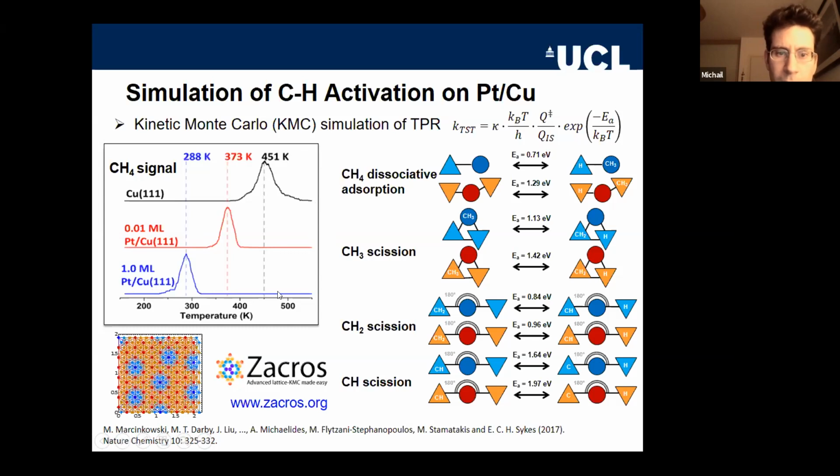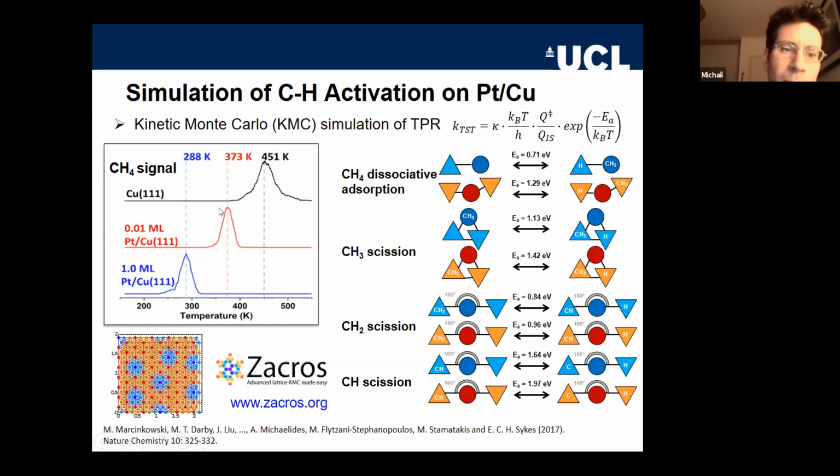This is not shown here, but we have looked into the structure of the surface at these high temperatures, and indeed you block the catalytic sites with carbon. If you do this with copper, you're going to get the CH activation happening at high temperatures. So this is not a good catalyst because it's not active at low temperatures.